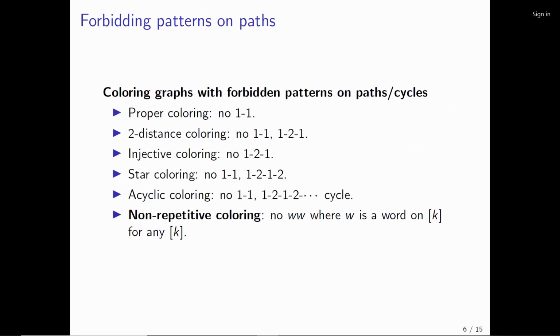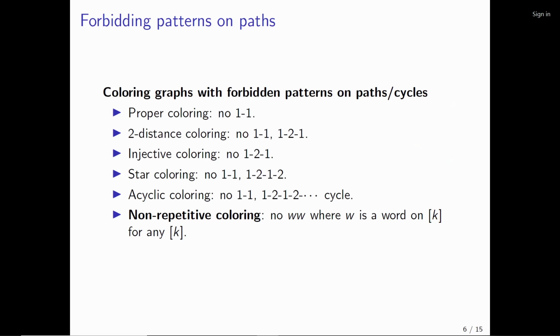And then the one we're going to talk about today, non-repetitive coloring, where I take any path and see it as a word, let's say, where each color is a letter, and then I want my word to not be a square. I don't want it to be the repetition of the same sequence of colors. That's why it's called non-repetitive coloring.